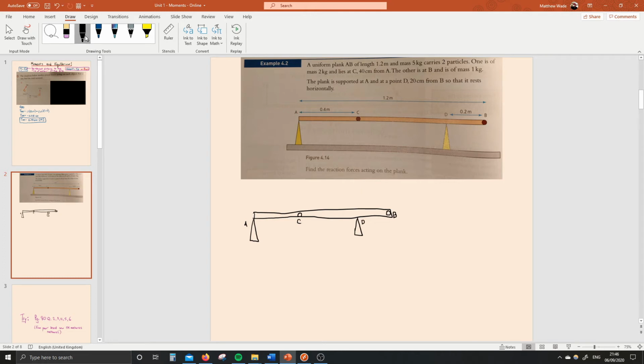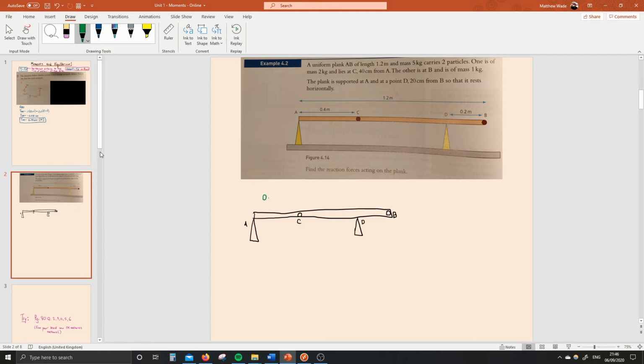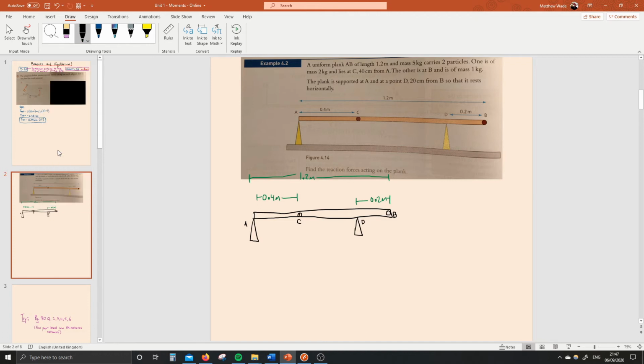Let's put on some distances as well. I'll do that in green. So to C, it's 0.4 meters. It looks like we're copying the picture, but you'll see why we have to do it in a sec. The entire beam is 1.2 meters. And D to B is 0.2 meters. So we are getting there. I'm just going to color that in a little bit.